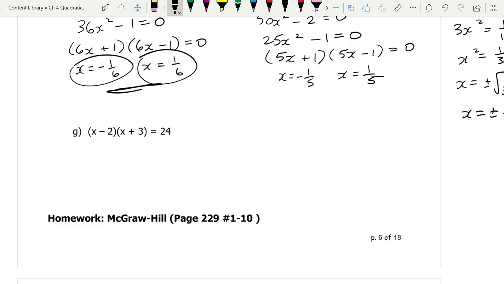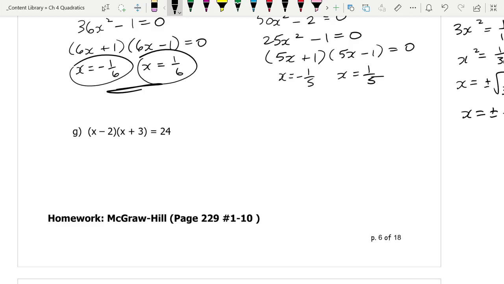You can set a equals to x minus 2 and the equation a times a plus 5 equals to 24. And then you find 24 is equal to a times 3 or negative a times negative 3. So the microphone is probably not picking you up from way over there.